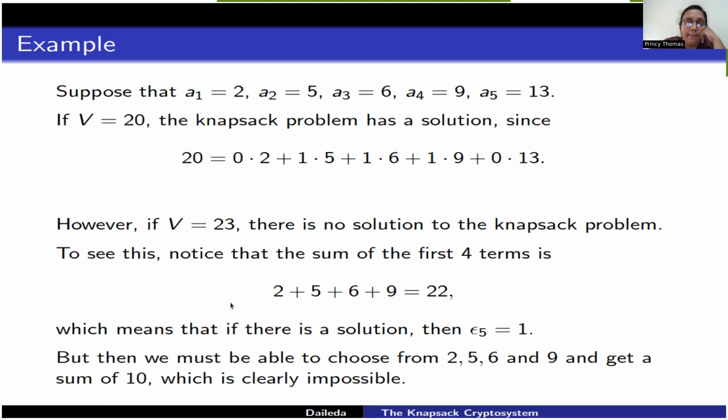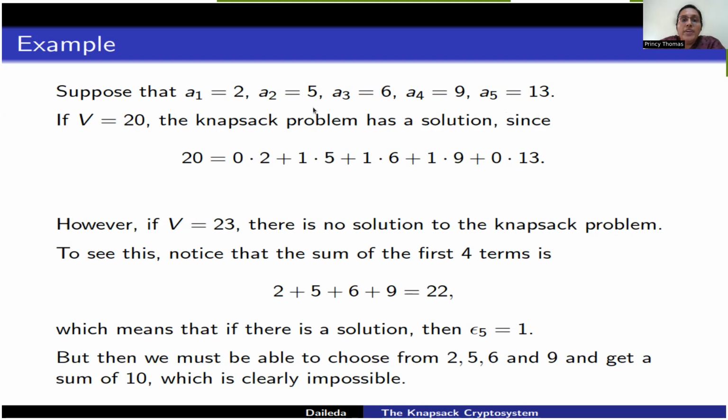Okay, for example, now this is not the knapsack cryptography, this is the knapsack problem. Suppose we have items A1 is equal to 2, A2 is equal to 5, A3 is equal to 6, A4 is equal to 9, and A5 is equal to 13. So there are 5 items, and V is given as 20. So which of these items, if we put into the bag, will give us 20 is the question.